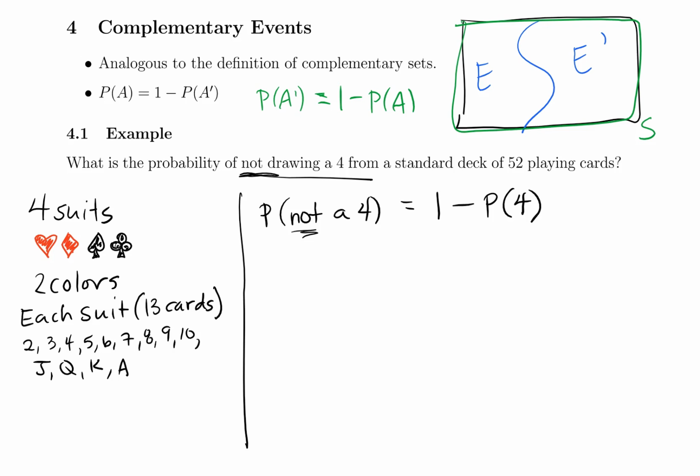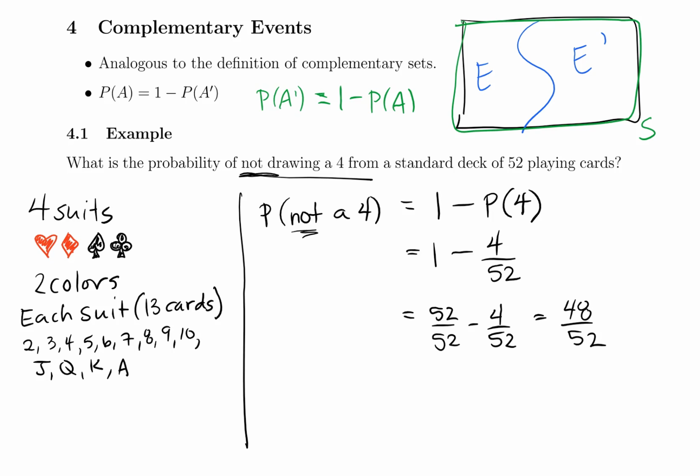So what is the probability of actually drawing a 4? That would be 4 out of 52 cards, because remember, there's a 4 of hearts, a 4 of diamonds, a 4 of spades, and a 4 of clubs. So we have 4 cards total out of the 52. And so we end up with 52 out of 52 minus 4 out of 52, and this gives us 48 out of 52.